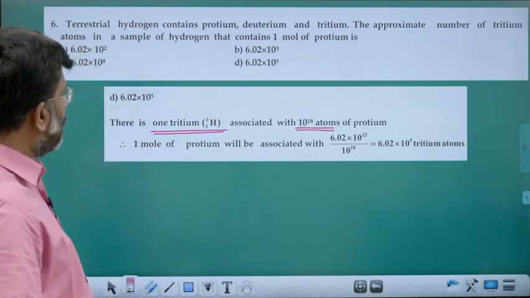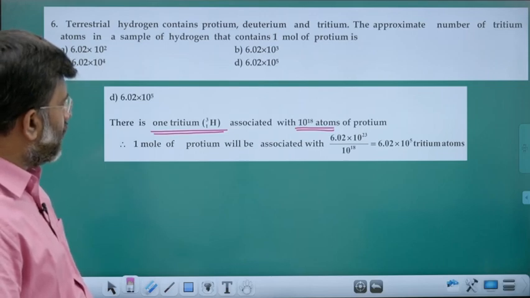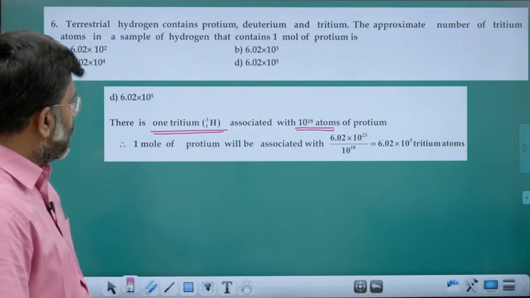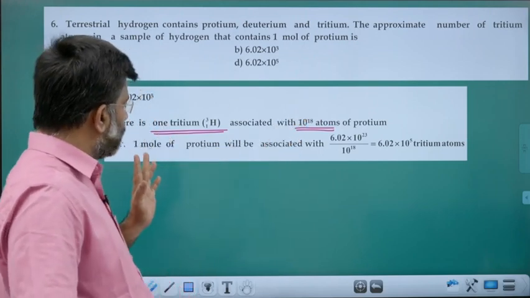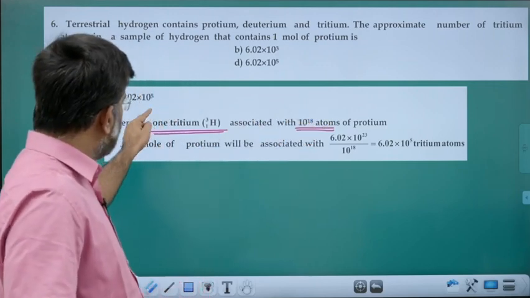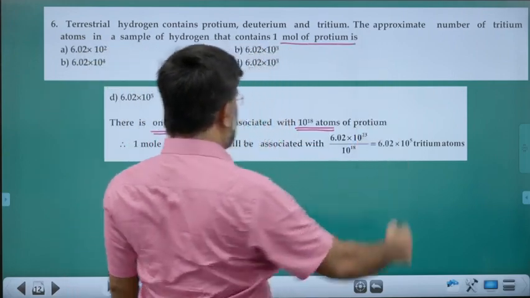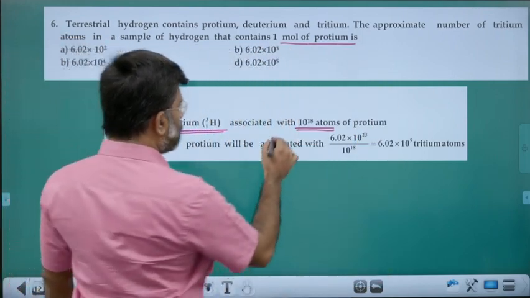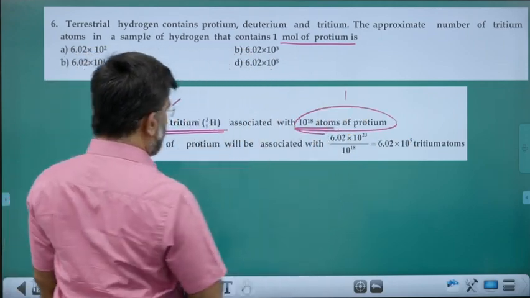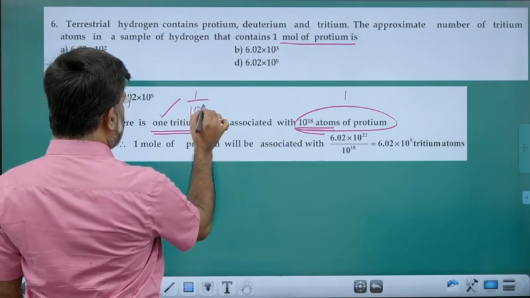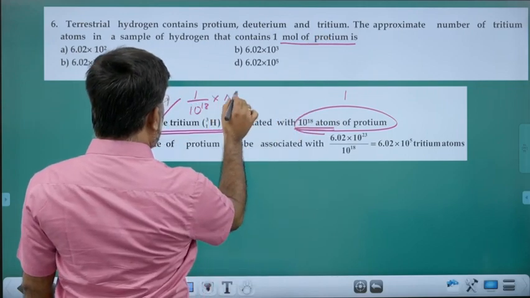Now what is our question? For 1 mole of protium, how much is it? For this much of protium, there is 1 tritium. So for 1 protium, it is 1 by 10 power 18 tritium. And for 1 mole of protium, it will be multiplied by Avogadro number. Very simple.